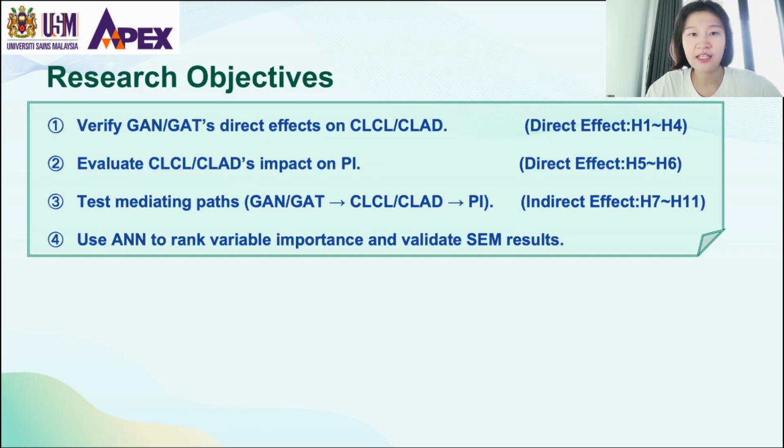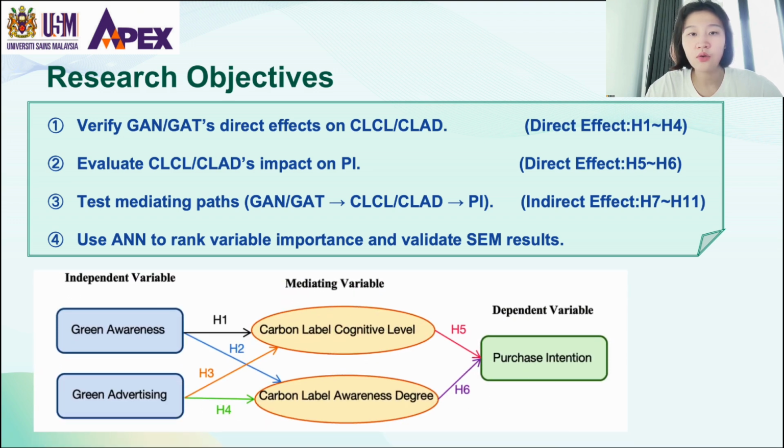The study targets 11 research objectives, including verifying GAN's impact on CLCL and CLAD, assessing GAT's direct effects on carbon label cognitive and awareness, quantifying CLCL or CLAD's influence on PI, testing mediating paths through SEM and validating them via ANN. This dual approach enables us to analyze both linear causal relationships and non-linear patterns in consumer behavior.